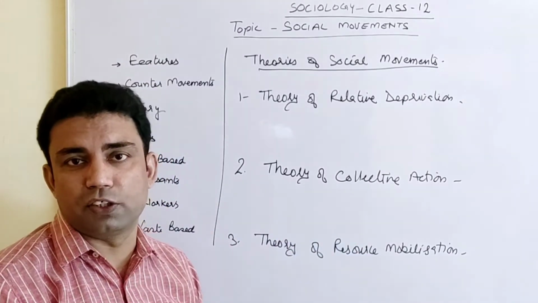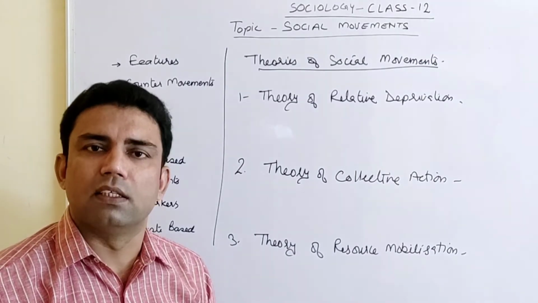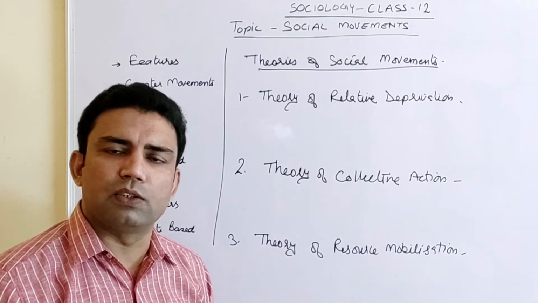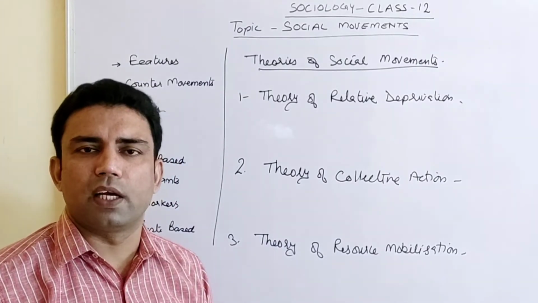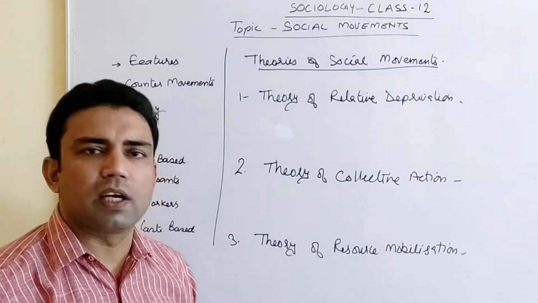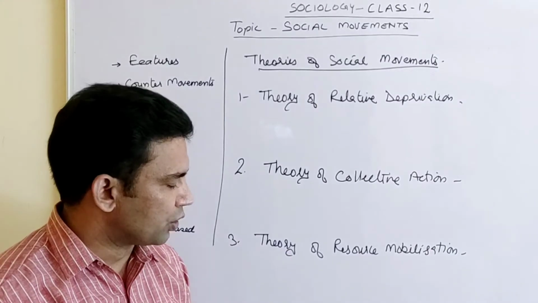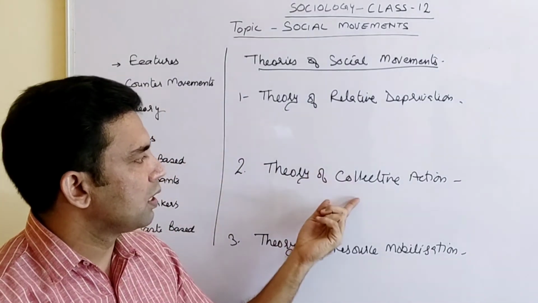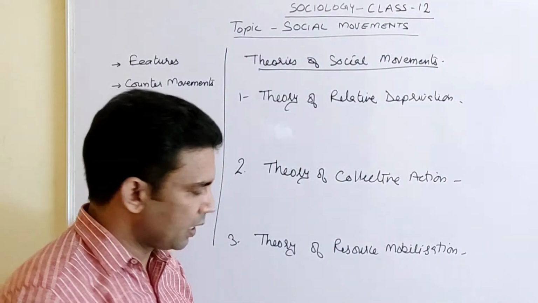Resource mobilization: if you are staying at one place only, then the chances are very less. If you are staying on one topic only, then the chances are very less. You have to cover a lot of people and as many topics and objectives as you can, so that you can move forward to the next level of the social movement. So these three are the theories: relative deprivation, collective action, and resource mobilization.